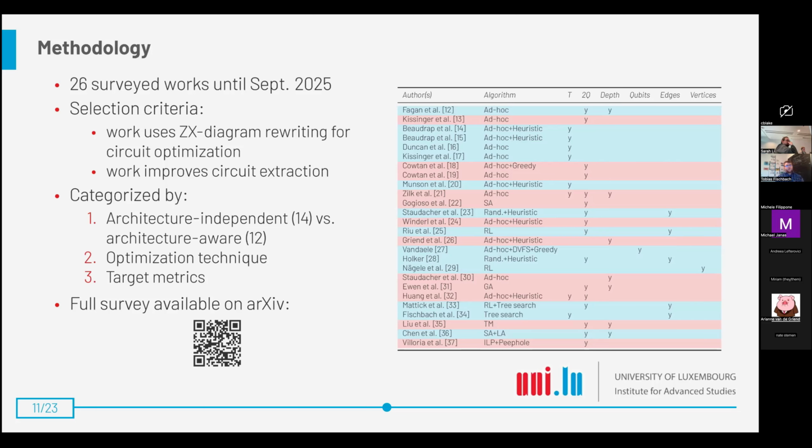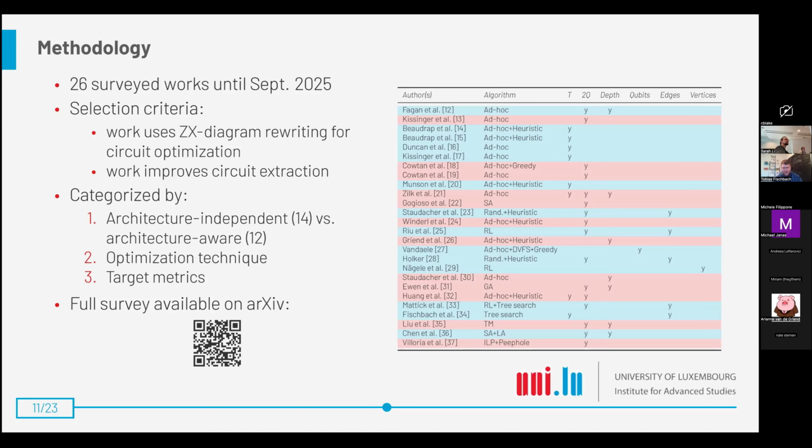And in the next step, I then looked at the actual optimization algorithms. And afterwards, I differentiated them even more into their respective target metrics. I know the table is a little bit small, and just looking at the table doesn't give you much information.